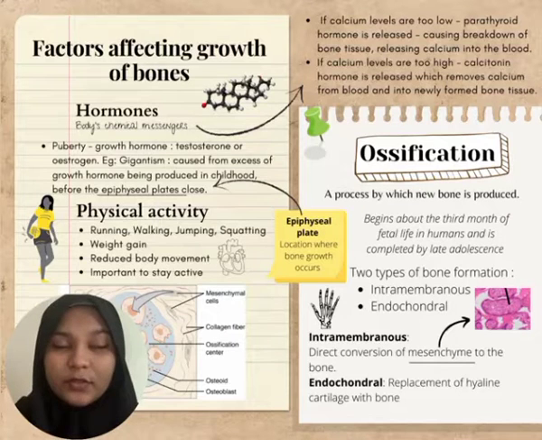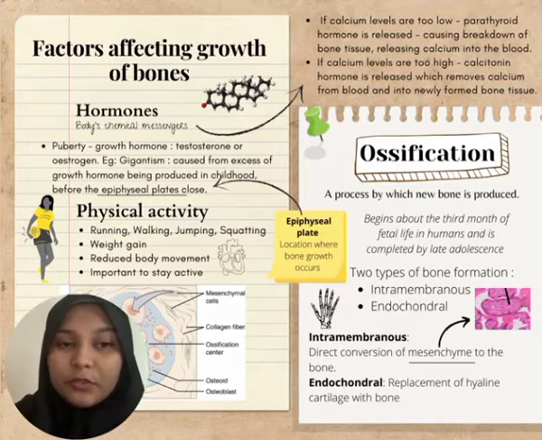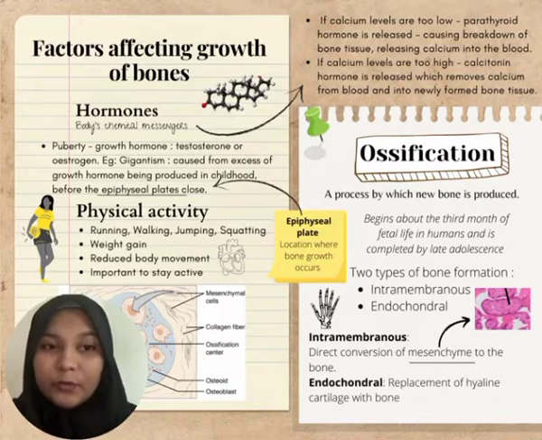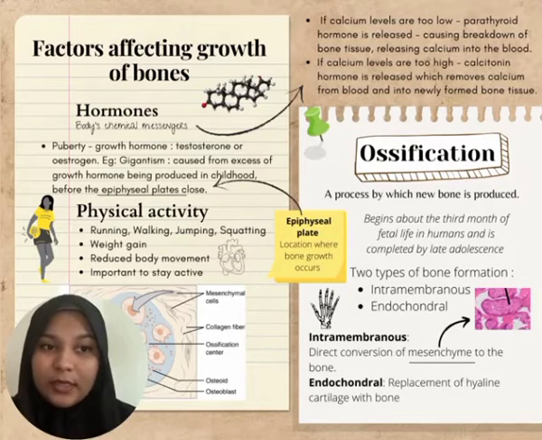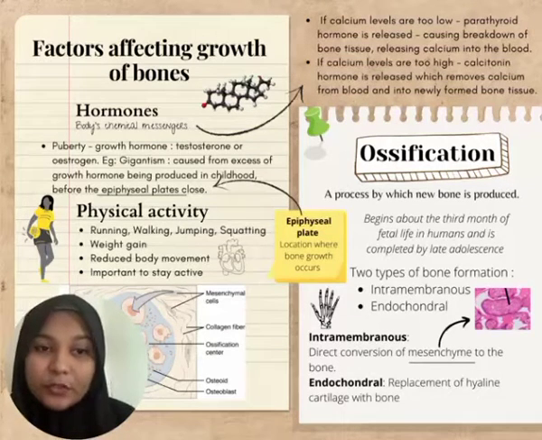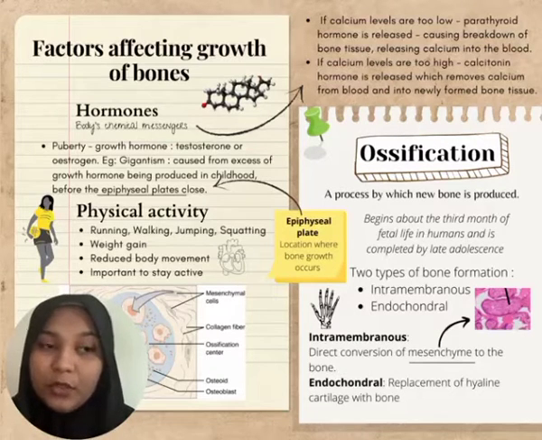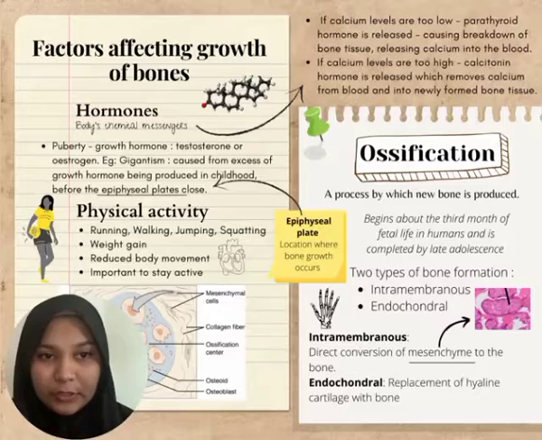Bones serve as a storage area for calcium to be released when needed. When blood calcium levels drop too low, the parathyroid hormone, known as PTH, is released from the parathyroid glands. This hormone activates reabsorption, the process by which osteoclasts break down bone tissue, releasing calcium into the blood.